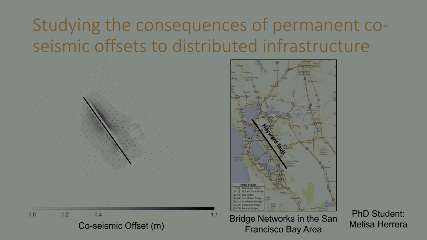So now we're just getting the new data set, and we're starting to work with it and look at what these fling step magnitudes look like in the Bay Area simulation. I have a PhD student who is beginning to work on understanding how these fling step magnitudes are going to impact structures crossing the fault. So now we're looking at distributed infrastructure, including bridge networks and also lifelines.